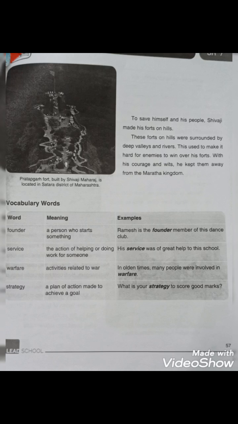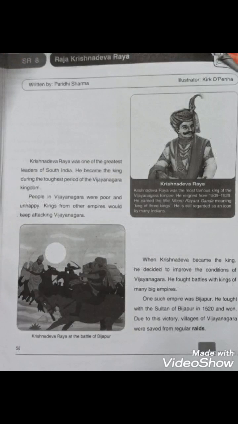So, coming to the vocabulary words, on page number 57, Student Reader 7, you can see the words founder, service, warfare, strategy with the meaning and example clearly. Next, we are moving to Raja Krishna Deva Raya.